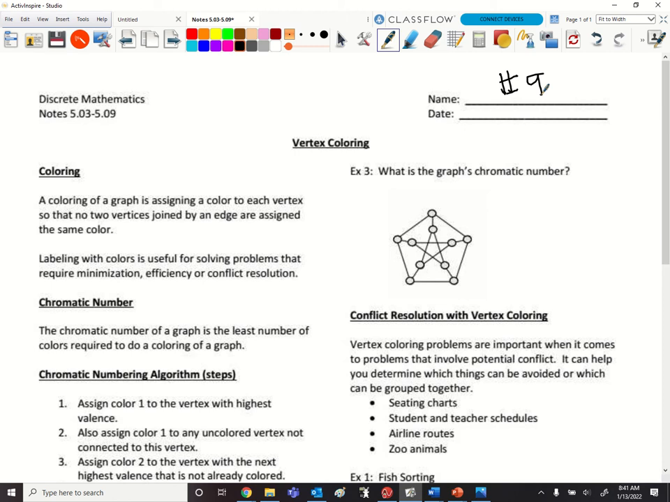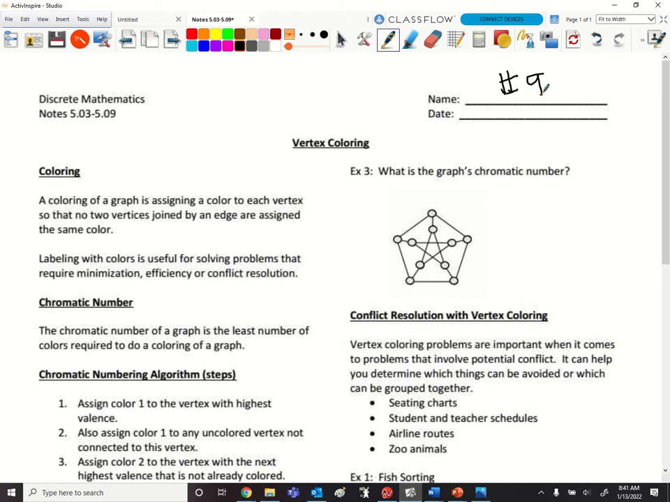Okay? Anyway, all right, so for this one right here, it says coloring. A coloring of a graph is assigning a color to each vertex. Now, what else do we call a vertex? The vertices, right? And in our analogy, they've been houses, right?